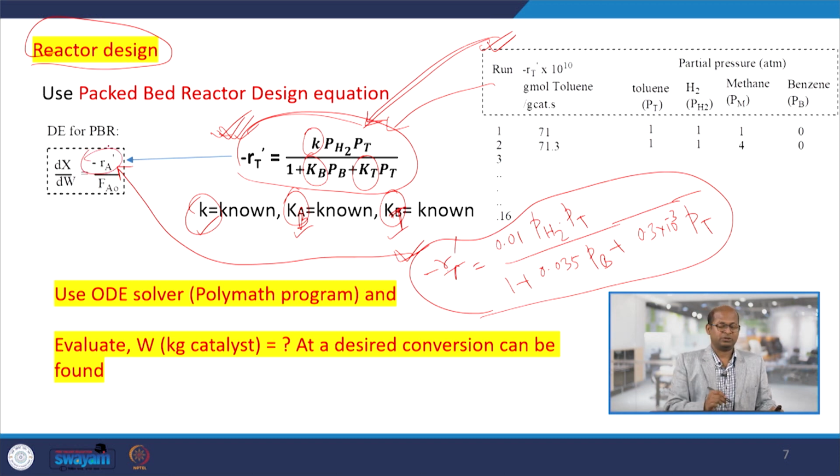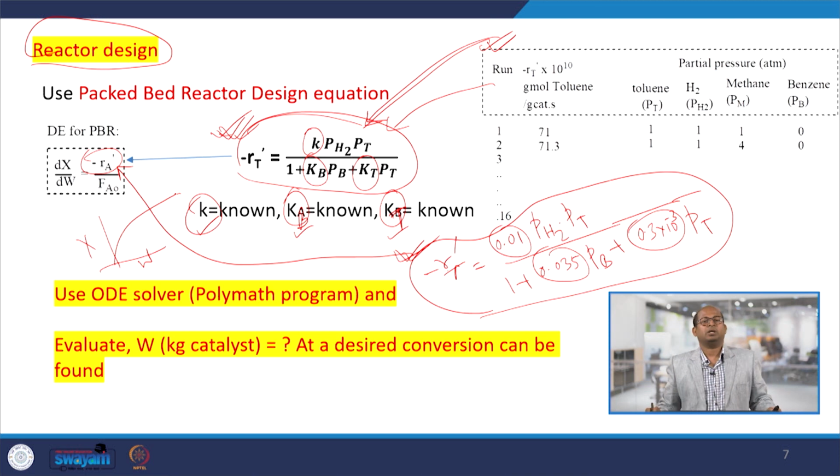So, what would be this minus Ra prime? That Ra prime we have to first develop, by finding out the rate law parameters. Once it is known, then we can use these rate equations for these reactions to find out conversions and weight. So, by changing the catalyst weight, the conversions will vary along the length of the reactor.